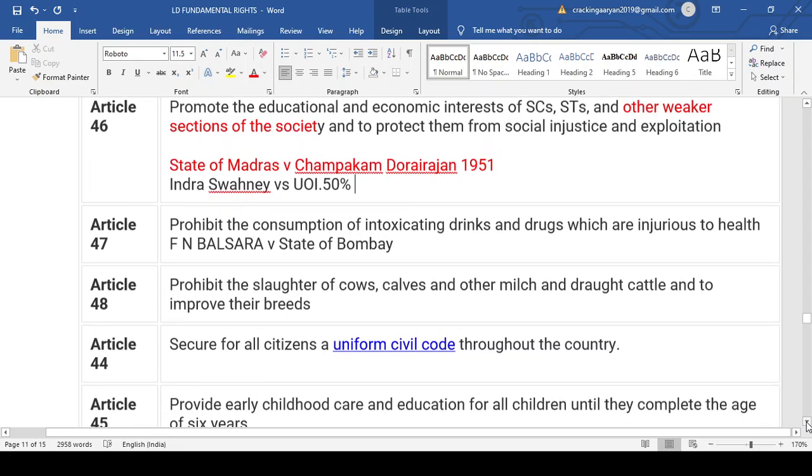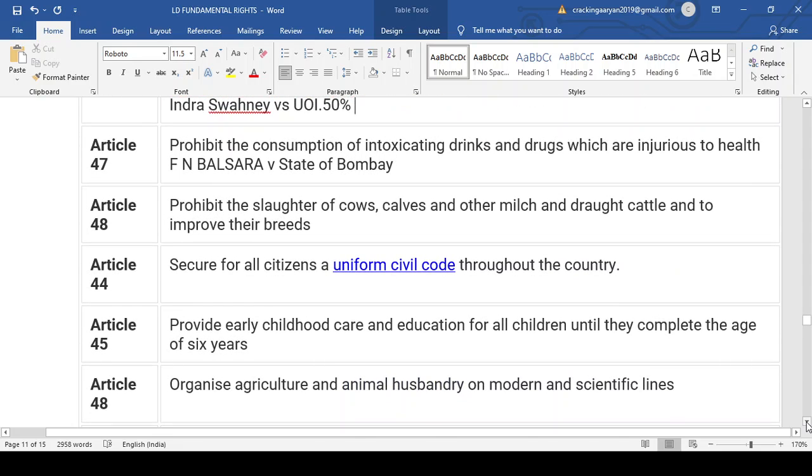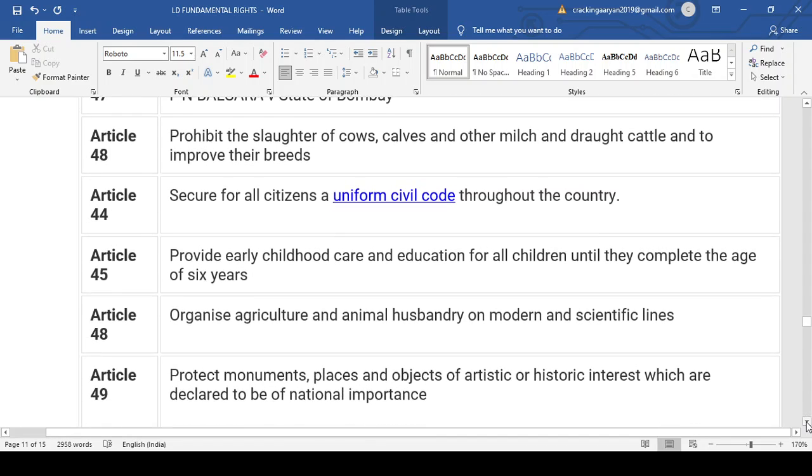Now we come to Article 47. We have already discussed the F.N. Balsara versus State of Bombay case. Because it is a Gandhian principle also. This Article 47 is a Gandhian principle also, and it is one of the parts of the directive principles also. So it has come 2 times. Now, Article 48.